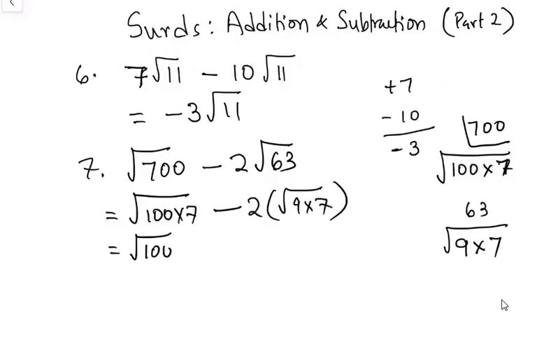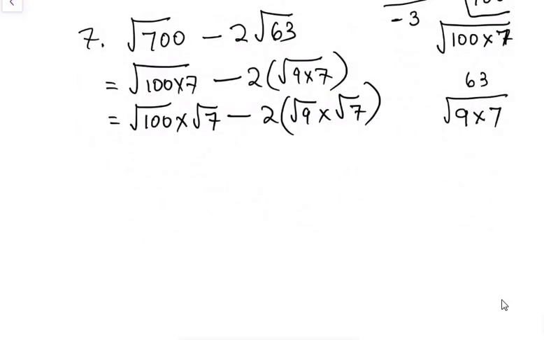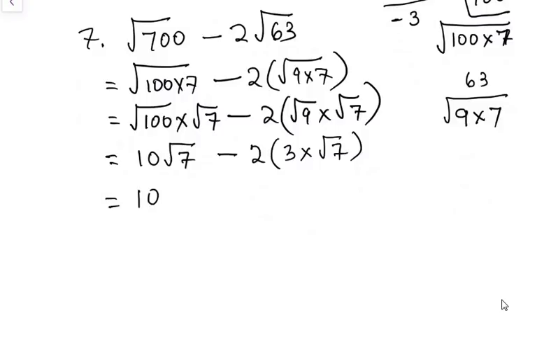We're going to have 100 times square root of 7 and 2 into square root of 9 and square root of 7. So solving this further, square root of 100 is 10. So we have 10 root 7, and we have the right hand side to deal with. The square root of 9 is 3 multiplied by root 7. So here we're going to have 10 root 7 minus 6 root 7, because 2 multiplying 3 will give us 6. So we have 6 root 7.